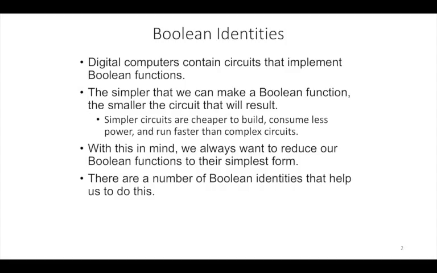The simpler that we can make a Boolean function is, the smaller the circuit that will result. There are many benefits and advantages when we have a simpler Boolean function, because with a simpler Boolean function we can build a simpler circuit that's much cheaper, consumes less power, and runs faster than the complex circuit. With that said, we always try to reduce or simplify our Boolean function to the simplest form, and Boolean identity will help us to do that.